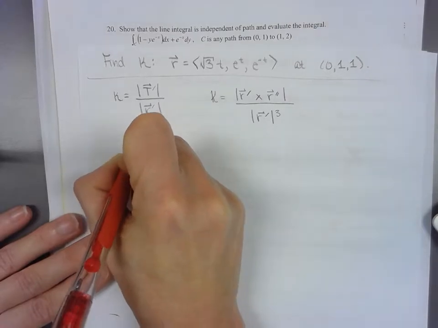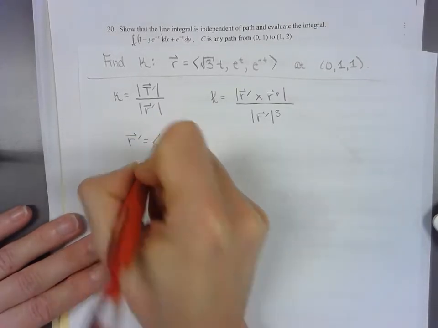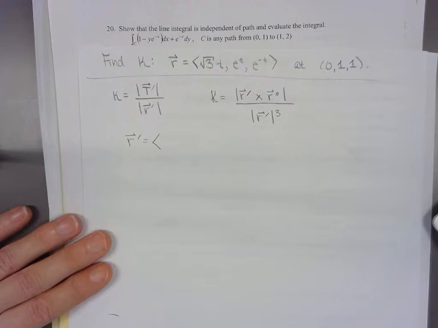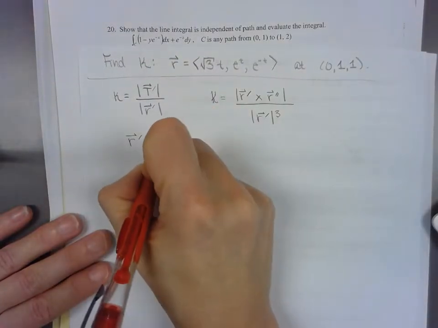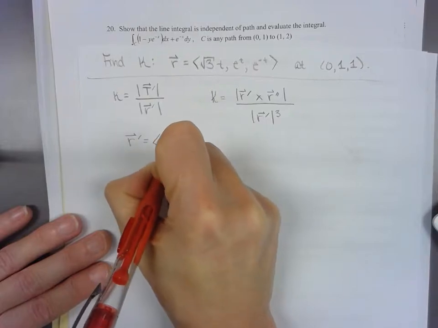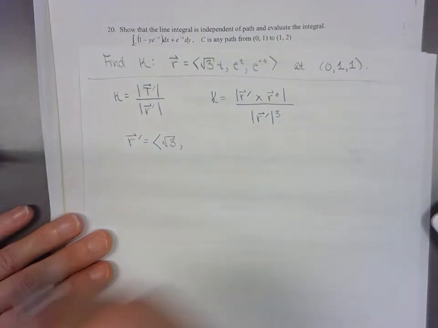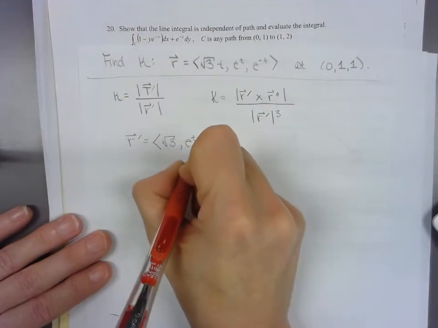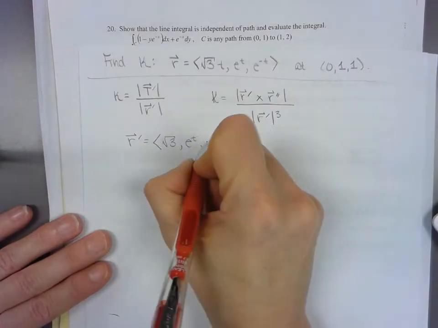So r prime, what's its first component? Square root 3. What's its second component? e to the t, and third? Negative e to the negative t.